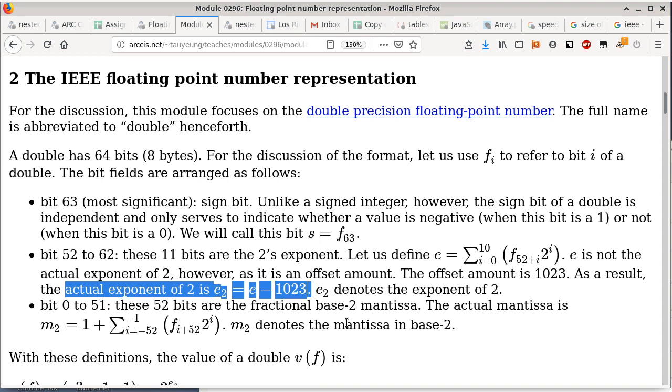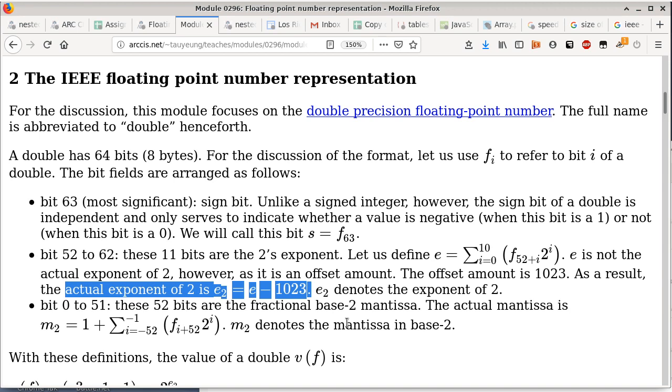Yep. So E2 has a range from negative 1023 to positive 1024. Okay, that is the actual usable range of a power of 2 that we multiply to the mantissa. Is that okay? That's a pretty wide range. Okay, that is a pretty wide range already. Do we have any questions about this part here, how E2 is derived?